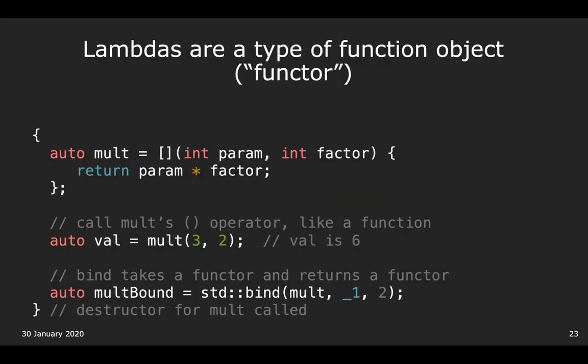So lambdas themselves, they're function objects, which means you can use them as if they were functions. Here you can see I declare a functor, a binary predicate, or not a predicate, just a binary function, and then we can call it as if it's just a regular function.